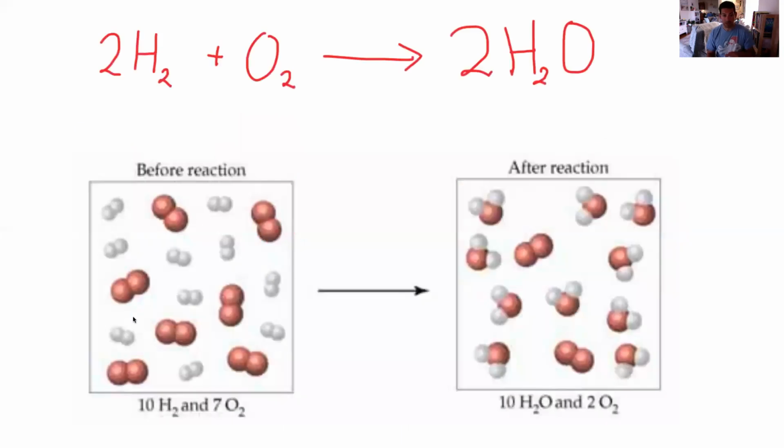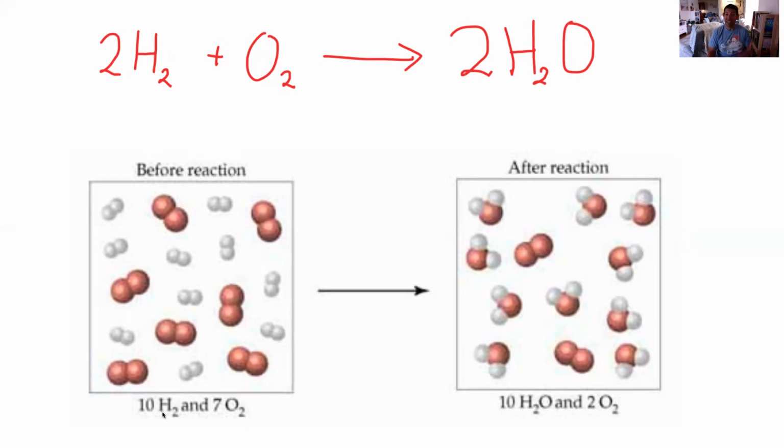But I want to look at something. Let's look at this setup, right? Let's remember our reaction. 2 hydrogens plus 1 oxygen forms 2 waters. All right, we're told we have 10 hydrogen and 7 oxygen. Okay, now obviously we have the answer here, but I just want to think, how can we come up with the limiting reactant? All right, because it's a 2-to-1 ratio, right? We need twice as much hydrogen.